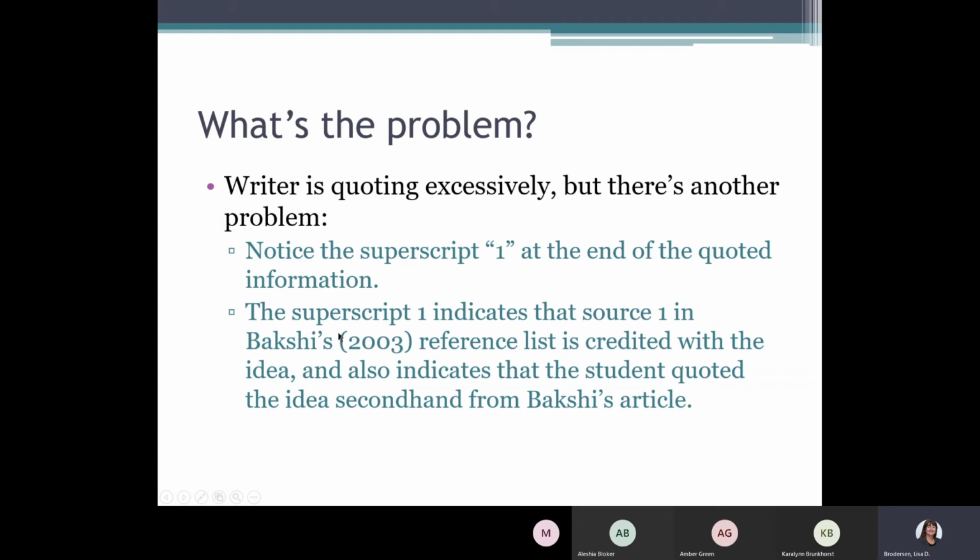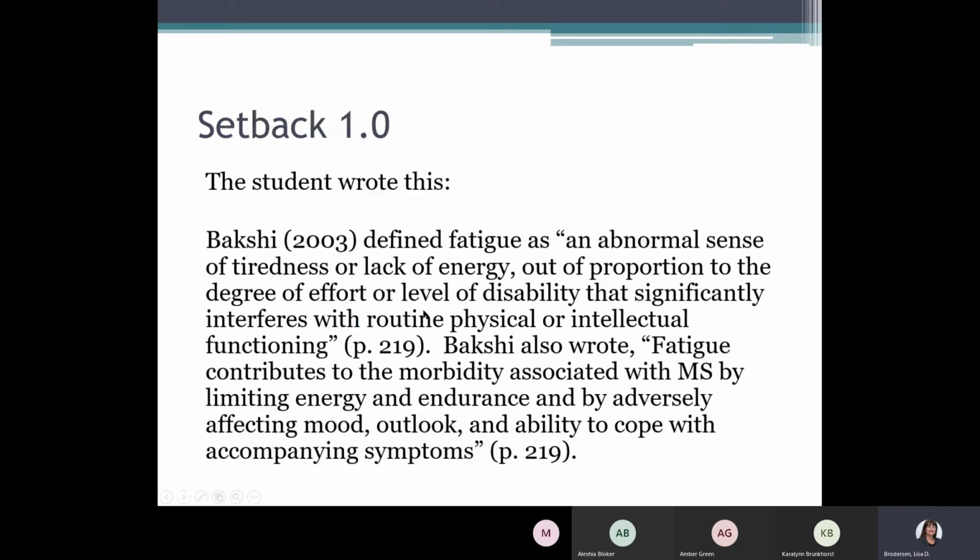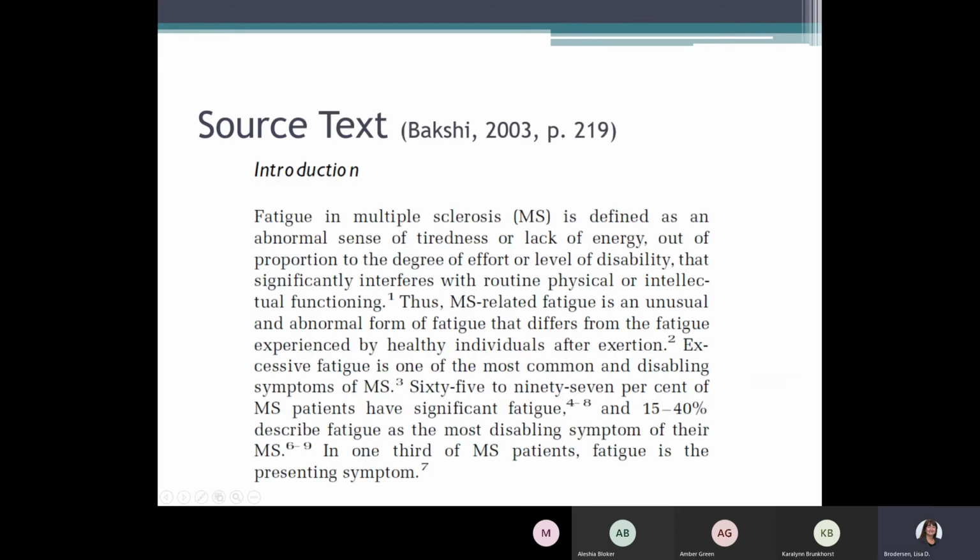Okay, the superscript 1 indicates that source 1 in Bakshi's reference list is credited with the idea, and also indicates that the student quoted the idea secondhand from Bakshi's article. So if we go back to that slide, this quotation is what Bakshi wrote in the article, but it happens to be quoted from this part of the problem introduction, and there's a superscript 1 there.